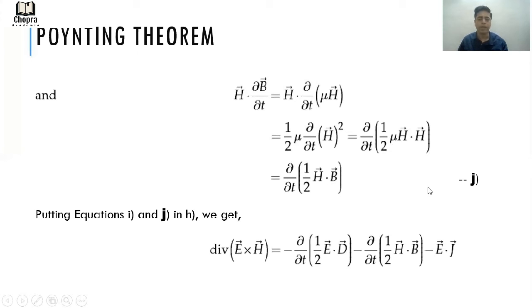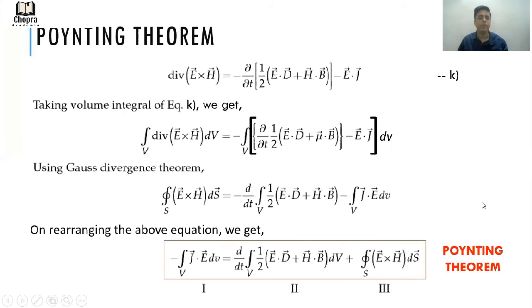I substitute back the equations I and J into H. I get divergence of E cross H equal to minus of dou by dou T half of E dot D minus dou by dou T of half H dot B minus E dot J. Once I have this equation, I now take the volume integral of the equation K. I've just rewritten that equation here. That becomes div of E cross H equal to minus dou by dou T half of E dot D plus H dot B minus E dot J. So I take volume integral on both the sides, I get this equation.